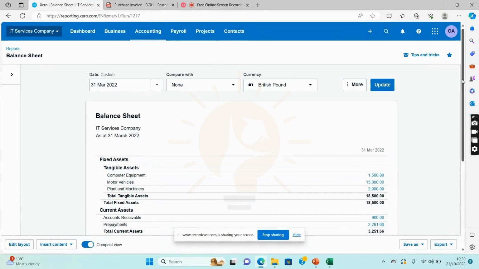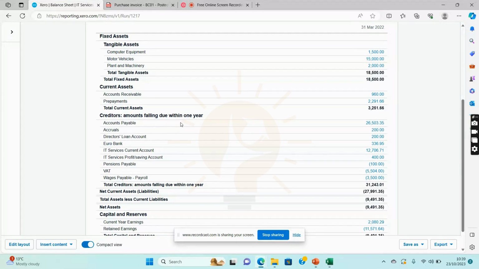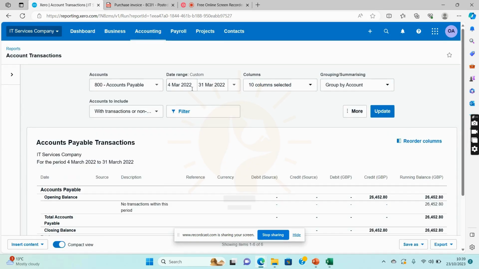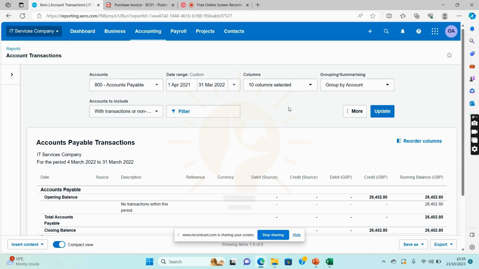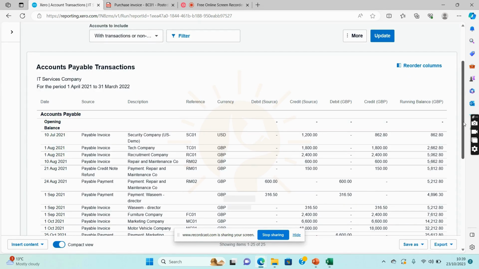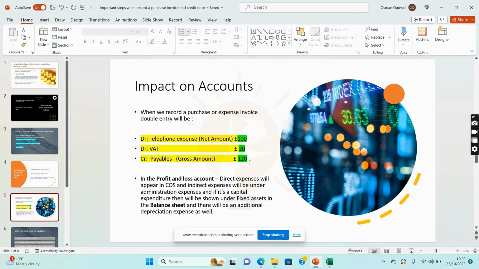And here I will look at accounts payable, and I will look at VAT. Accounts payable will be under creditors falling within 1 year. I will click here, and as we know, the invoice date is 1st of January 22, so the starting date is 1st of April 21 here, and the year end date is 31st of March 22. I will click update, and now I will scroll down, and here you can see 1st of January 22 payable invoice broadband company and £120 credit balance. You can check here as well, £120 credit balance.